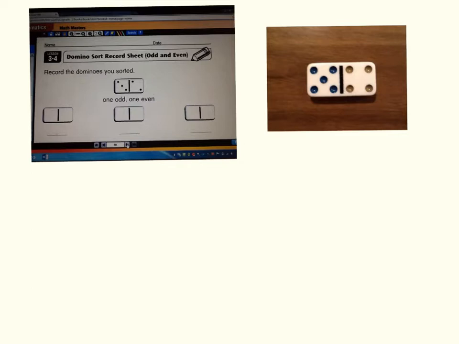When we look at our third sheet, we're going to be recording dominoes that have one side odd and one side even. So when we look at our domino here, we know that this side of the domino has 5 dots, and this side has 4 dots. So again, when we go to our recording sheet, we'll be recording 5 dots on one side, which is an odd number, and 4 dots on the other side, which is an even number.